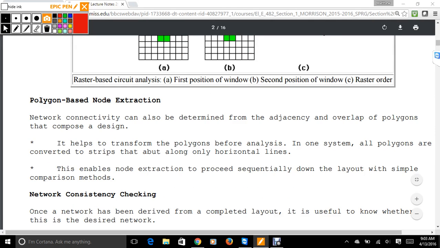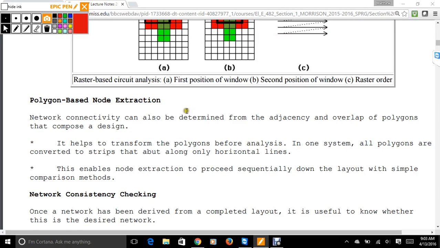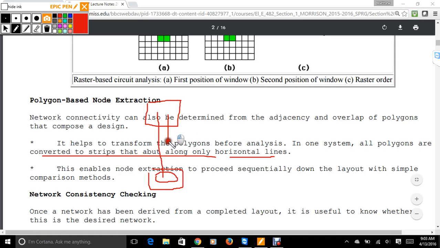So polygon node extraction, as we alluded to, transforms polygons for analysis. So you want to convert them. In this case, it's along horizontal lines. So if you have your polys and your vias connecting your NMOS and PMOS, right? And so you have some input, and then you have the flow to the output. These polygons are then converted in that manner.